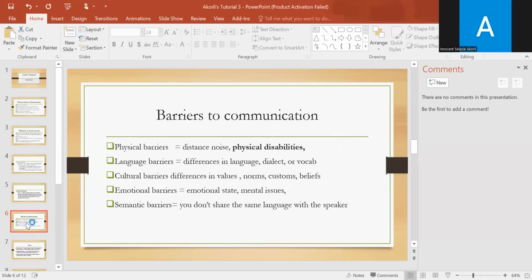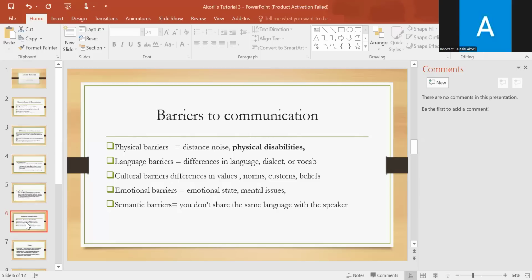So talking about this, let's see some examples of barriers. We talked about them already. Physical barriers. Somebody cannot hear or cannot even speak. The person cannot hear, cannot speak. How are you going to communicate with the person?